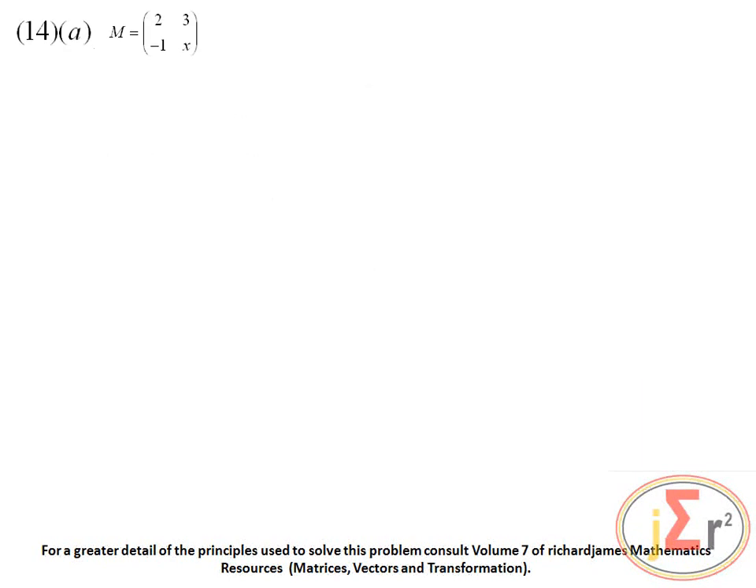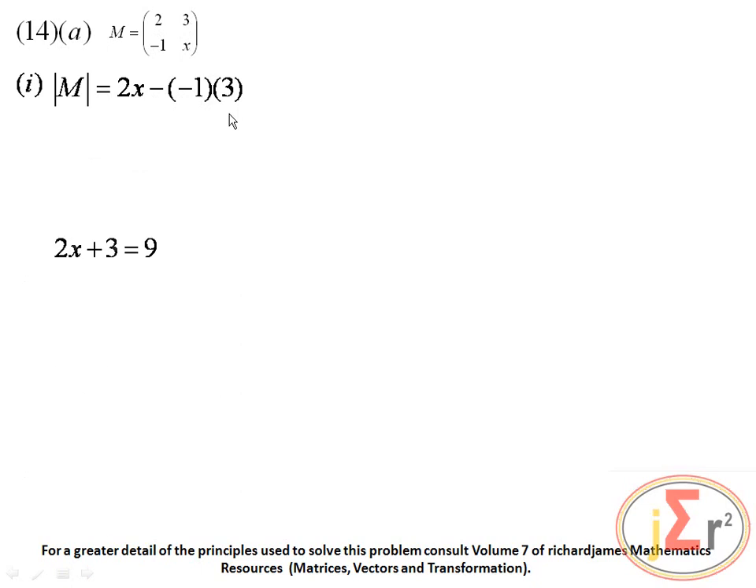Finally, we have this matrix M is equal to 2, 3, negative 1, x. So we are going to calculate the value of x if the determinant is equal to 9. 2 times x minus negative 1 times 3, and that is equal to 9. So we have 2x minus negative 1 times 3.